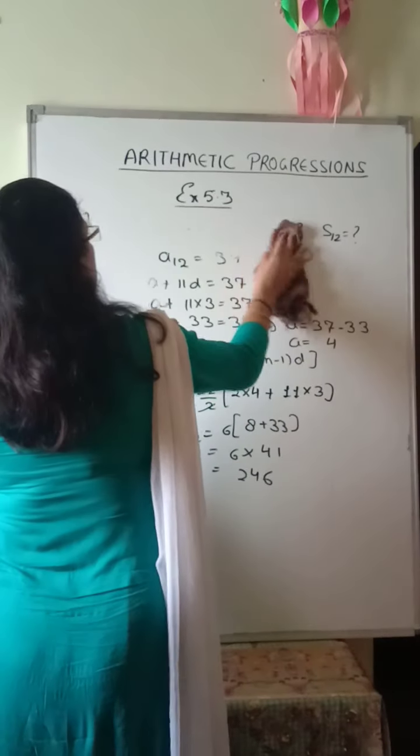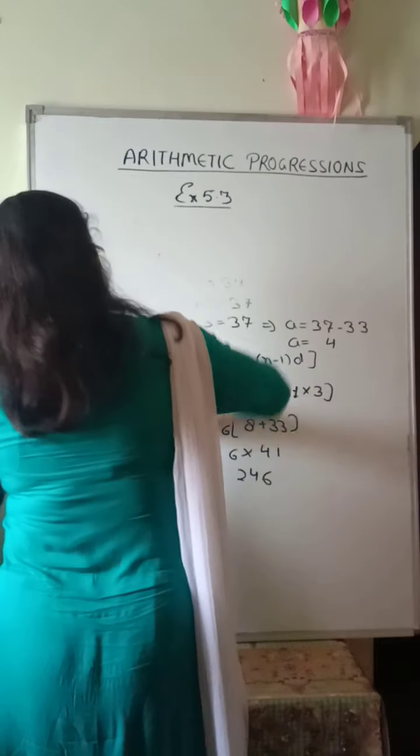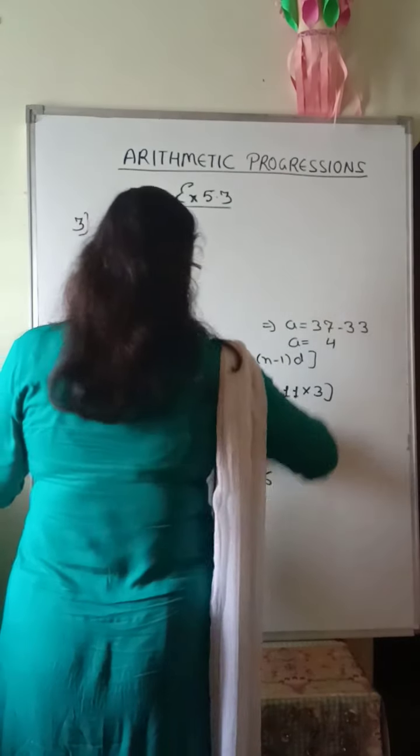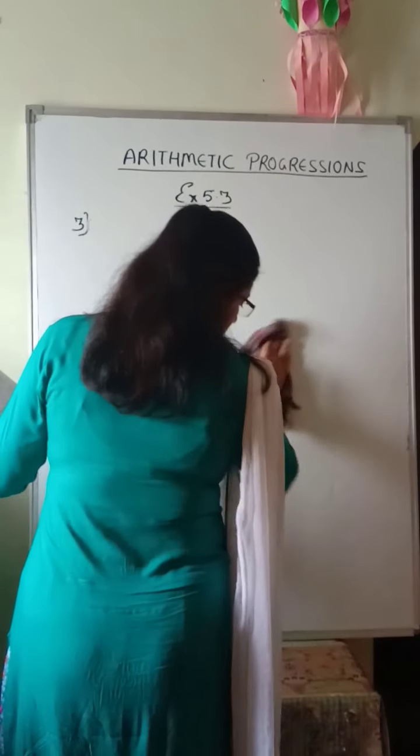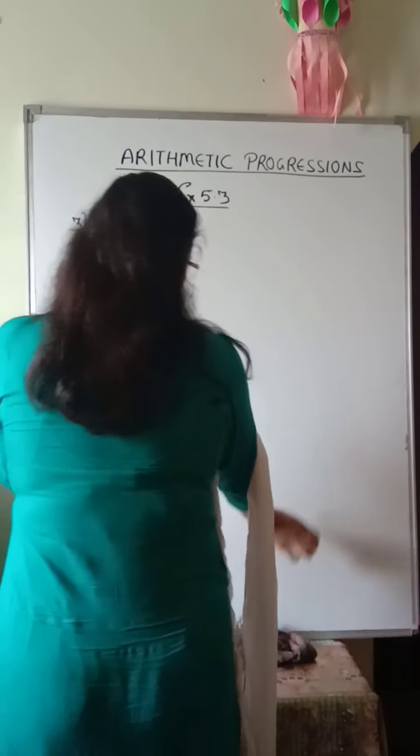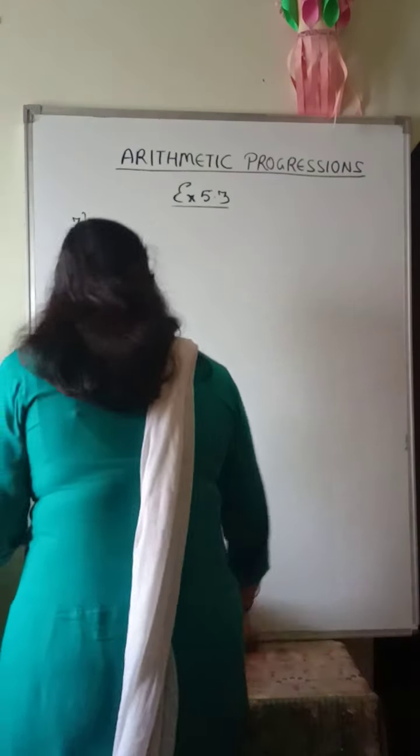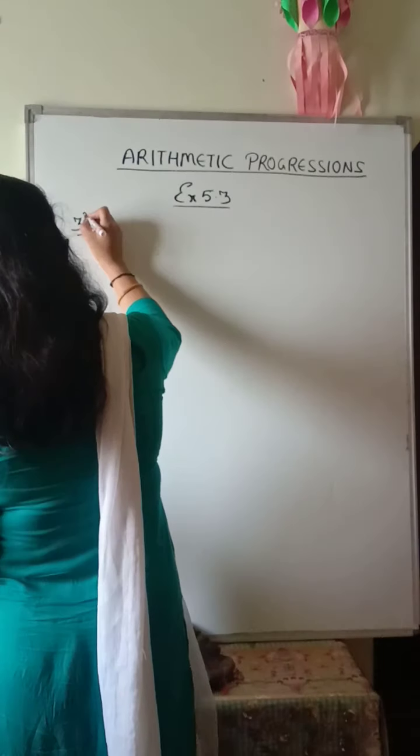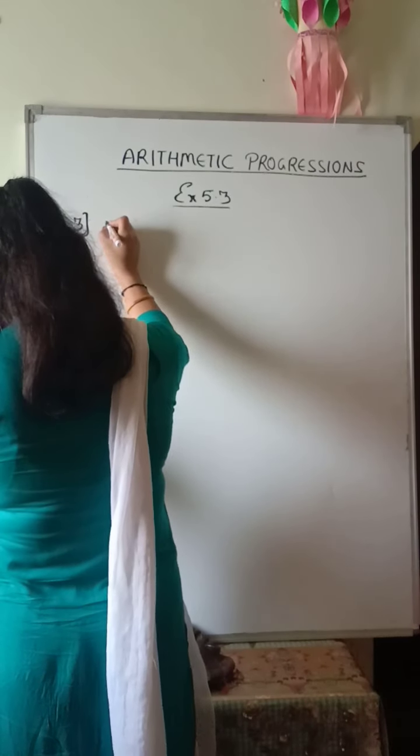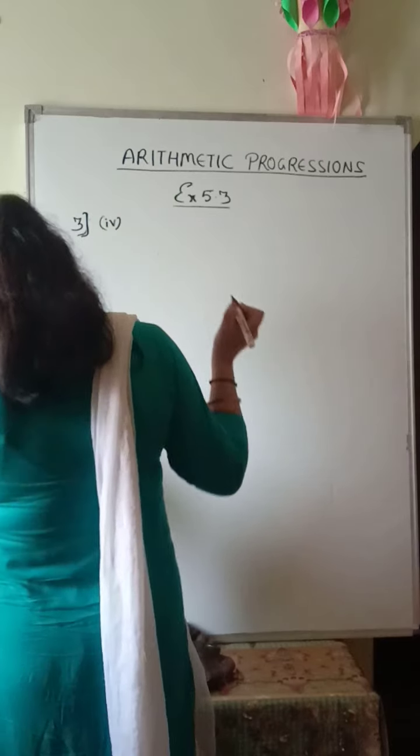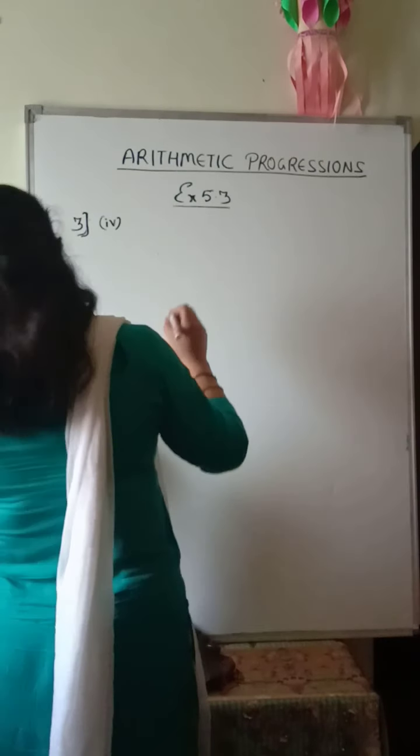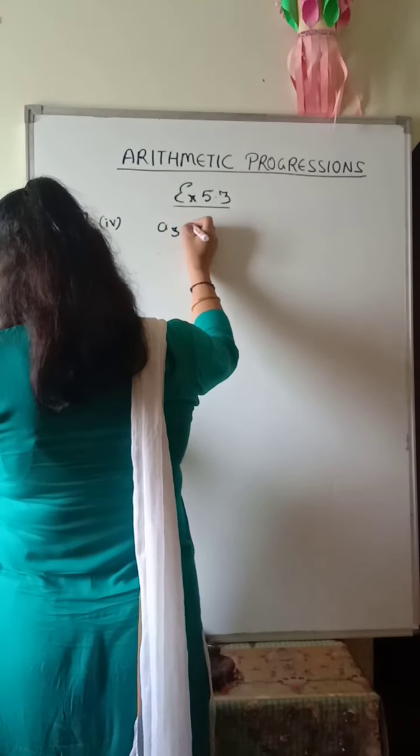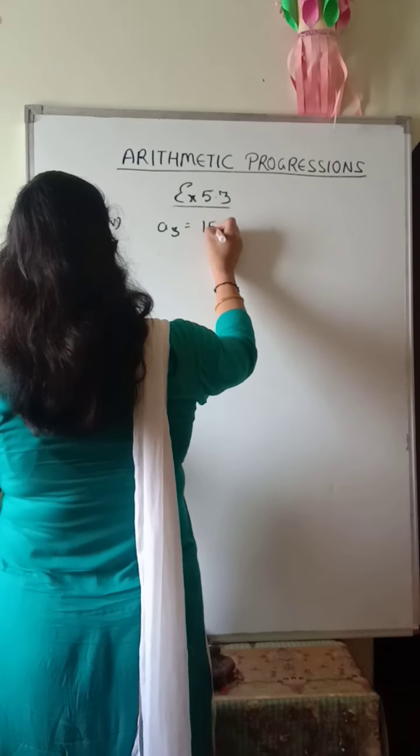So the sum of 12 terms is 246. Now quickly we can start our fourth part. Okay, so hope you are practicing with me. Hope you are doing it in your rough notebook. Please do it in your rough notebook. It should not be told to you again and again, because now you are mature students. You should know what is good for you and what is bad for you.